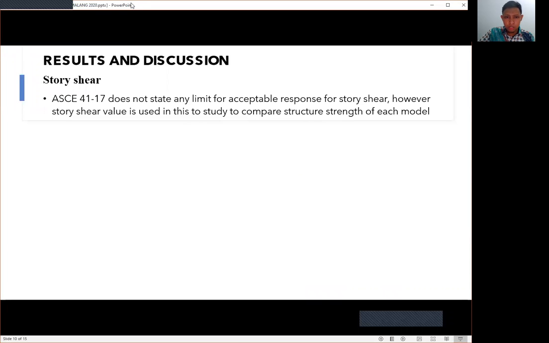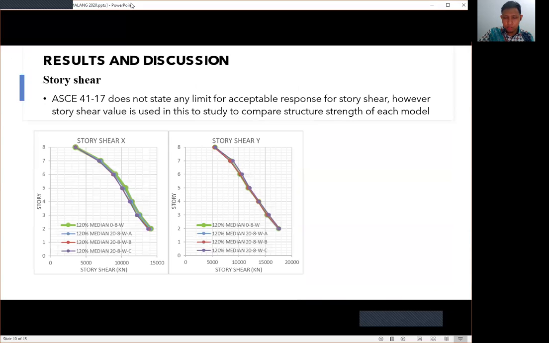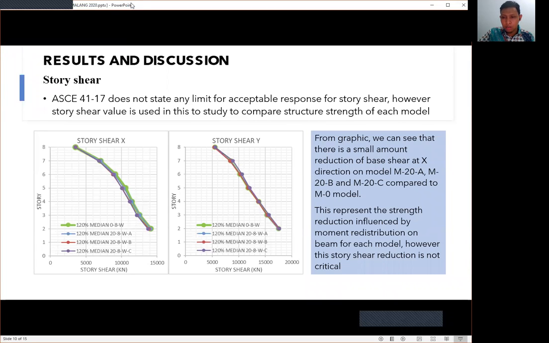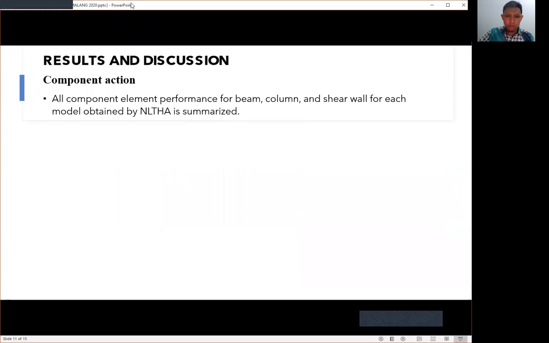Then the story shear. We use the story shear in the study to compare the structural strength of each model. Here is the diagram of story shear for each model. From the graph here, we can see that there is a small reduction of base shear in the X direction on the M20A, M20B, and M20C models compared to the M0 model. This represents the strength reduction influenced by moment redistribution on beams for each model. However, this story shear reduction is not critical.